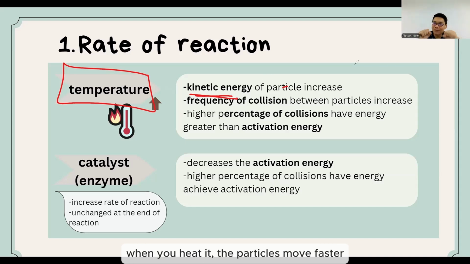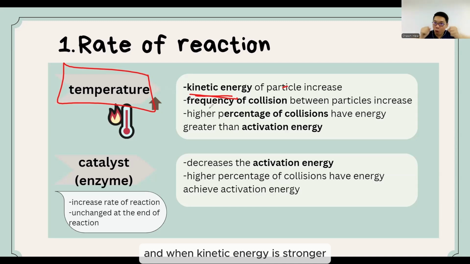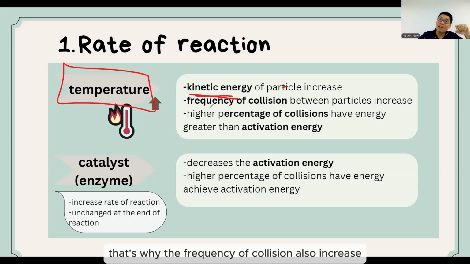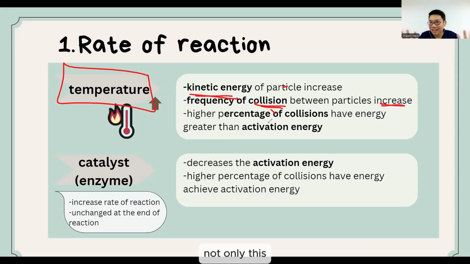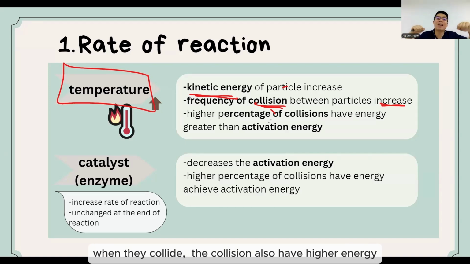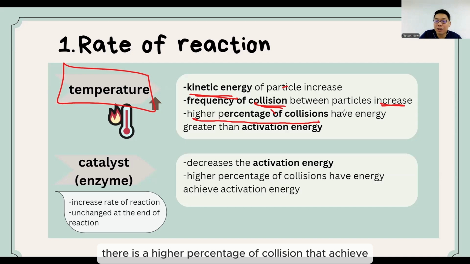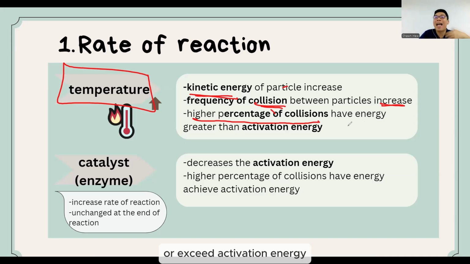When you heat it, the particles will move faster. That's why kinetic energy increases. And when kinetic energy is higher, they will move faster. That's why the frequency of collision also increases. Not only that, for temperature, when they gain energy and collide, the collision also has higher energy. That's why you can say there is a higher percentage of collisions that achieve or exceed activation energy.